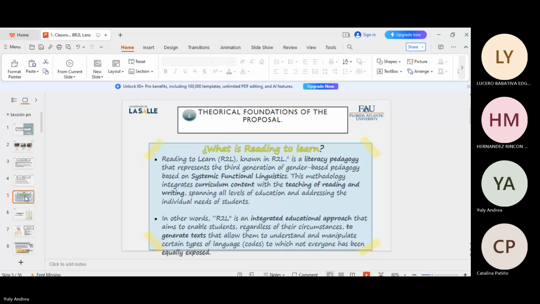And that is from one of the authors, Halliday. Based on systemic functional linguistics, the bilingual Reading to Learn was created, which is the third generation of the Reading to Learn program. It is based on the idea that there are some genres of power that have not been explored for some students, mostly for some vulnerable populations.